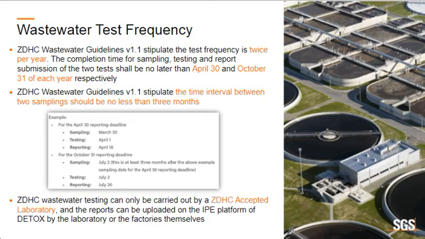For the wastewater testing frequency, based on the ZDHC wastewater guidelines, the test frequency is twice per year, and one is no later than April 30th, and another should be before October 31st of each year. And the time interval between these two samplings should be no less than 3 months. So, for example, if you conduct the first wastewater testing in April, you cannot conduct the other wastewater testing in May or in June, because the time interval should be more than 3 months.